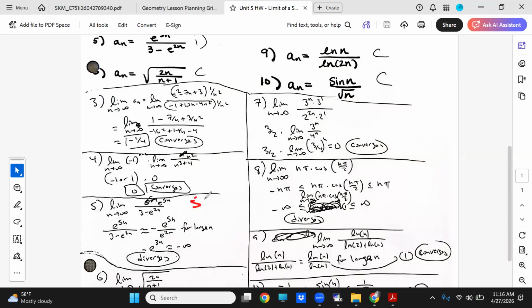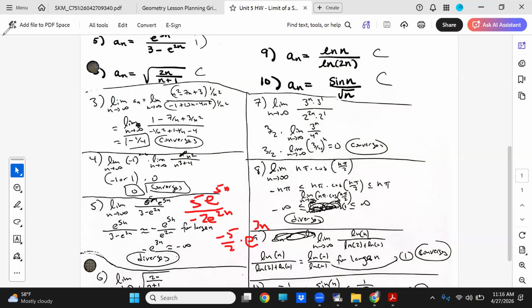That would be 5 e to the 5n over negative 2 e to the 2n. But ultimately, you get -5/2 times e to the 3n. The -5/2 doesn't matter. If you plug in infinity, what are you going to get? Negative infinity, right? So it's going to diverge. So it doesn't matter.